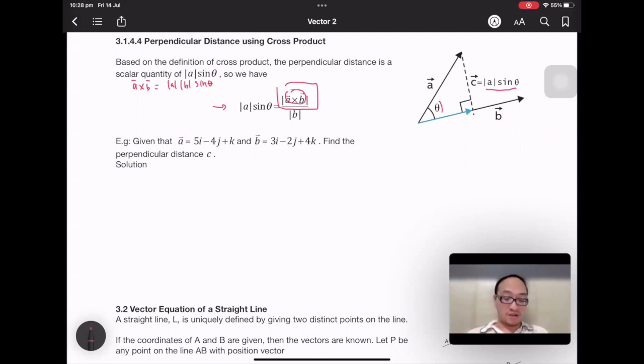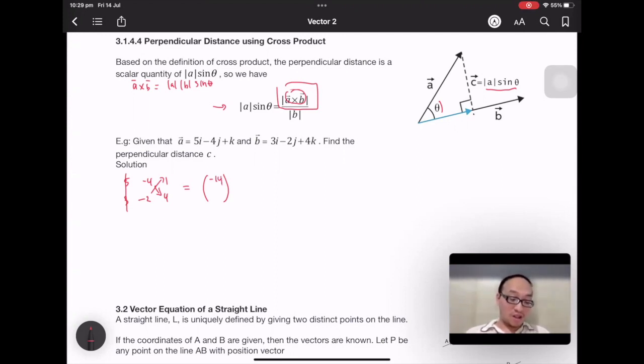So that means the first thing we have to do is find the cross product. So we have 5, negative 4, 1, and then 3, negative 2, 4. So we do the cross product. Do you remember? For the first row, I close the first column and then do the determinant. Negative 4 times 4 is negative 16, minus negative 2 times 1, so plus 2. So negative 14.